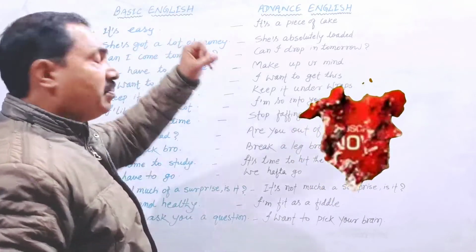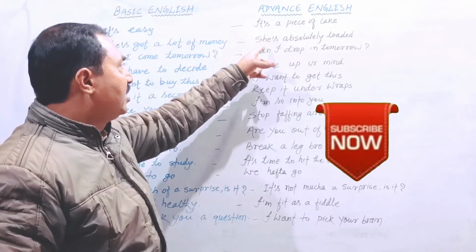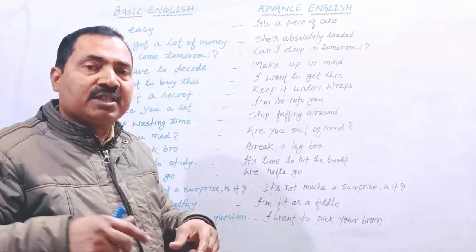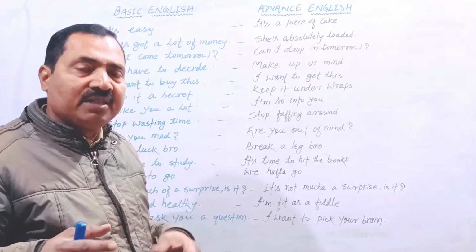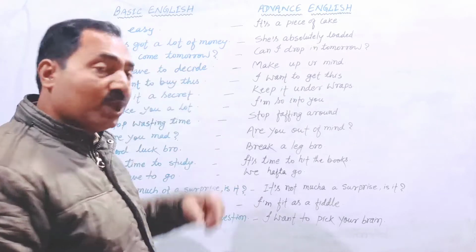She has got a lot of money. उसके पास बहुत सारे पैसे हैं. She has got a lot of money. इसको हम क्या कहेंगे advanced English में? She is absolutely loaded. She has got a lot of money. She is absolutely loaded. Can I come tomorrow?